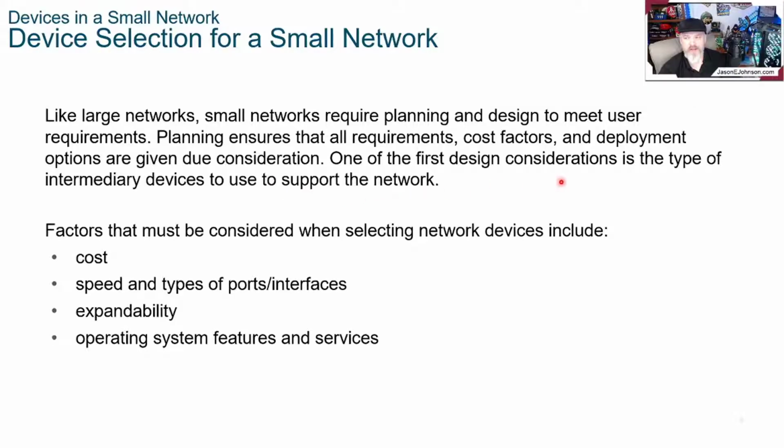One of the first design considerations is the type of intermediary device to use to support the network. What type of router are you going to have? Is it going to be one that's provided by the ISP? Is it going to be one that's purchased by the small company and put in place? So factors that are considered when selecting the network device should be cost, speed and types of ports and interfaces, expandability, operating system features and services, and then who has to support that.